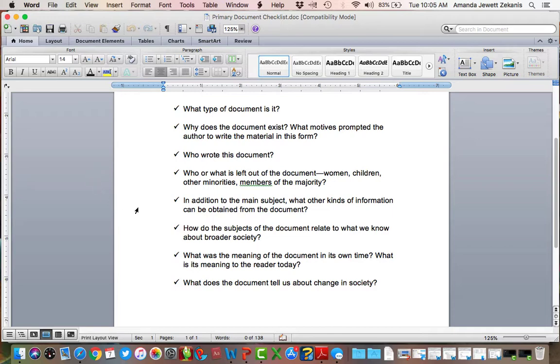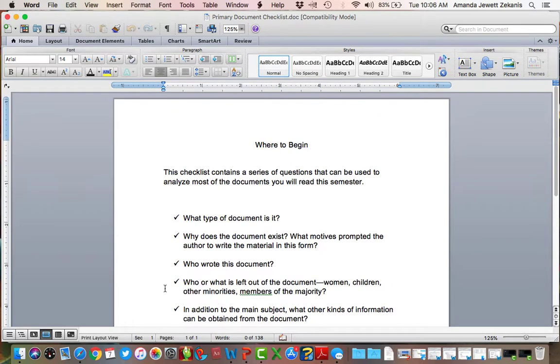What else can we get out of the document aside from the main subject? Let's say someone is writing about the household duties of women, but then they also write about something else, like traveling to town. You can learn about how people moved about their world in that period. How does this material relate to what we know about the broader society at the time? What was the meaning of the document then? What is its meaning now? And what does the document tell us about change in society?